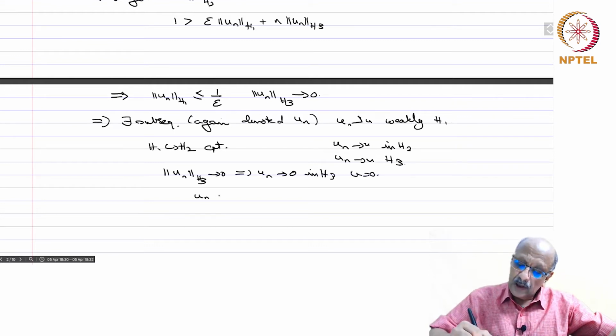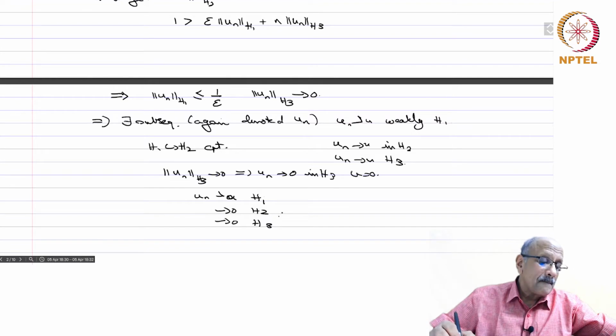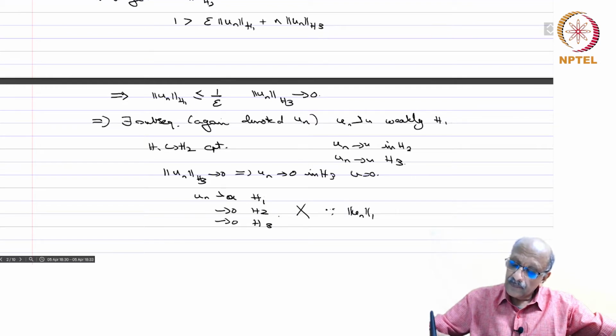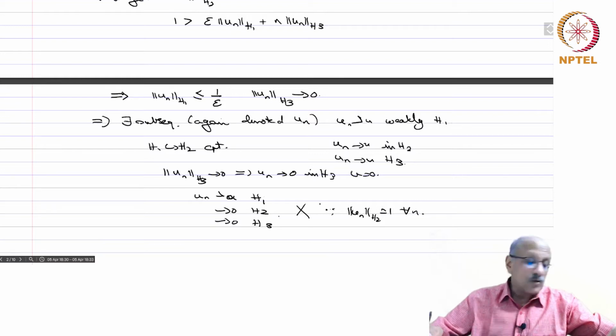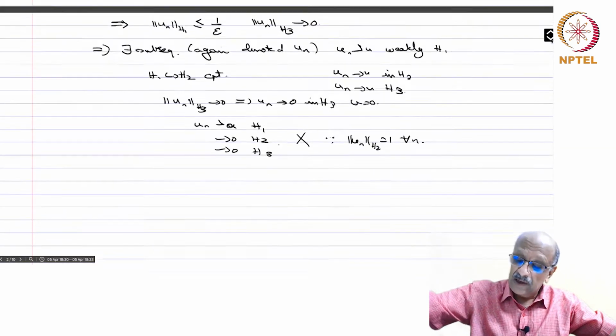Okay, so u n goes weakly to u in H1, weakly to 0 in H1, in norm in H2, and also in norm in H3. But this is a contradiction, since norm u n in H2 is 1 for all n, so it can't go to 0 in norm. Okay, so this is a contradiction, and therefore we have that the inequality is valid.